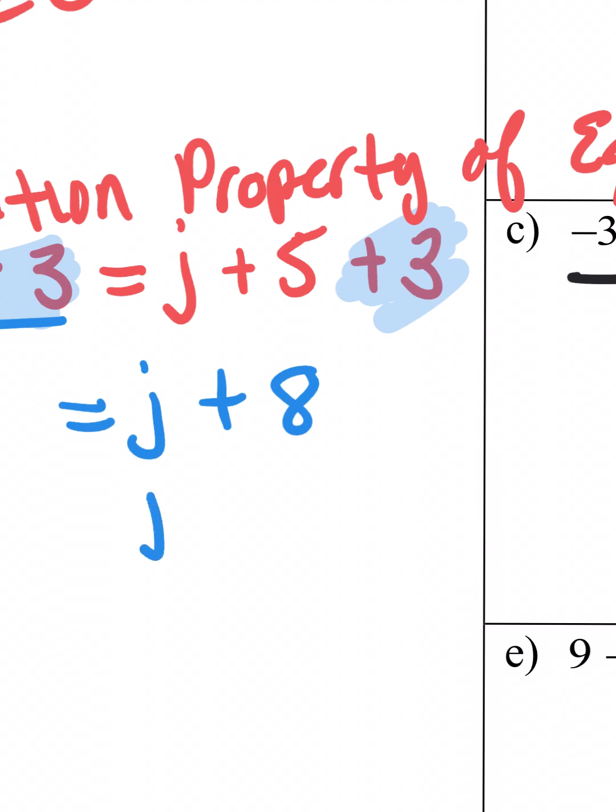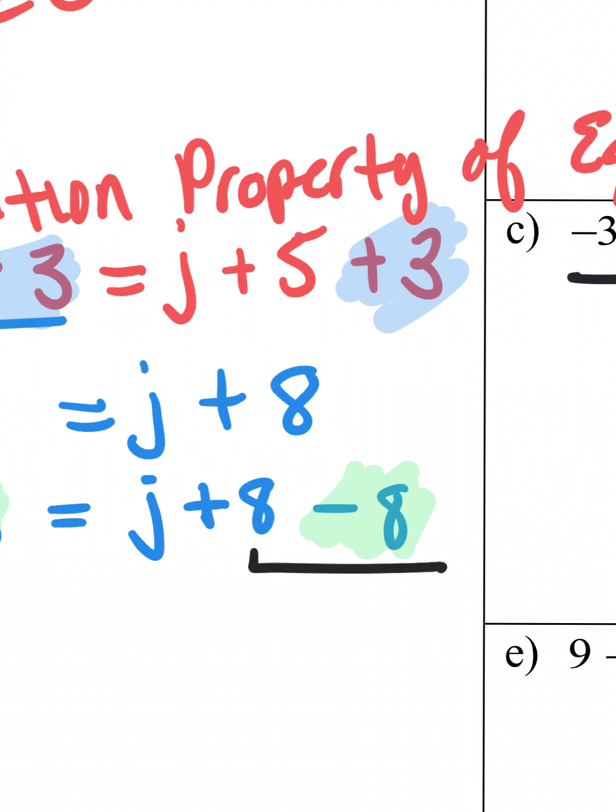So what I would do is say j plus 8 minus 8 equals 0 minus 8. You see, what I did was simply subtract 8 from both sides. So I didn't change the expression. And so the balance is still the same. But now I've created a situation where I have a 0 right here. So j is now alone. 8 minus 8 is 0. So I get j equals negative 8.